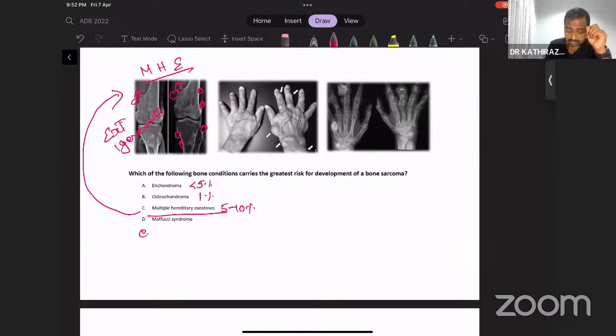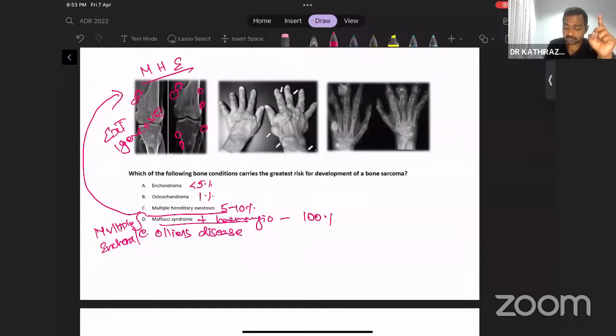There is another condition called Ollier's disease. What is Ollier's disease? What is Maffucci syndrome? Both are multiple enchondroma. But Maffucci has hemangioma in it. So Maffucci has a 100% chance for malignancy, but Ollier's disease has only a 30% chance for malignancy.